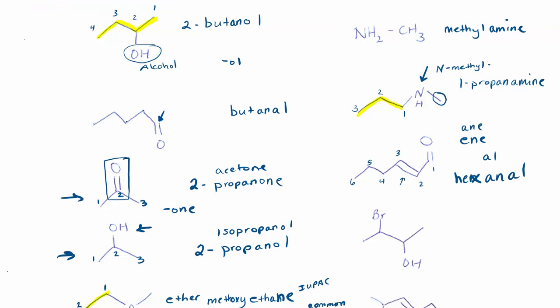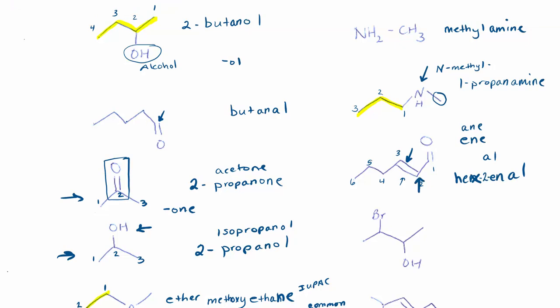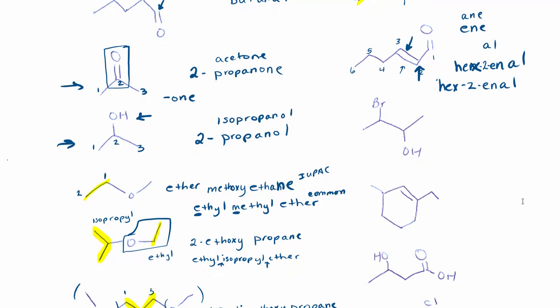Now again, that aldehyde group is a terminal group, so we don't need a number for it, but we do need to account for this double bond. So to account for that double bond, I need to change this AN for the ane ending to an en. And this time I need to give it a number. And that number is going to be 2 because it starts at carbon 2. So this would be called hex-2-en-al. So the next one, we have a bromine and an alcohol. We have 4 carbons, which would name it butanal.